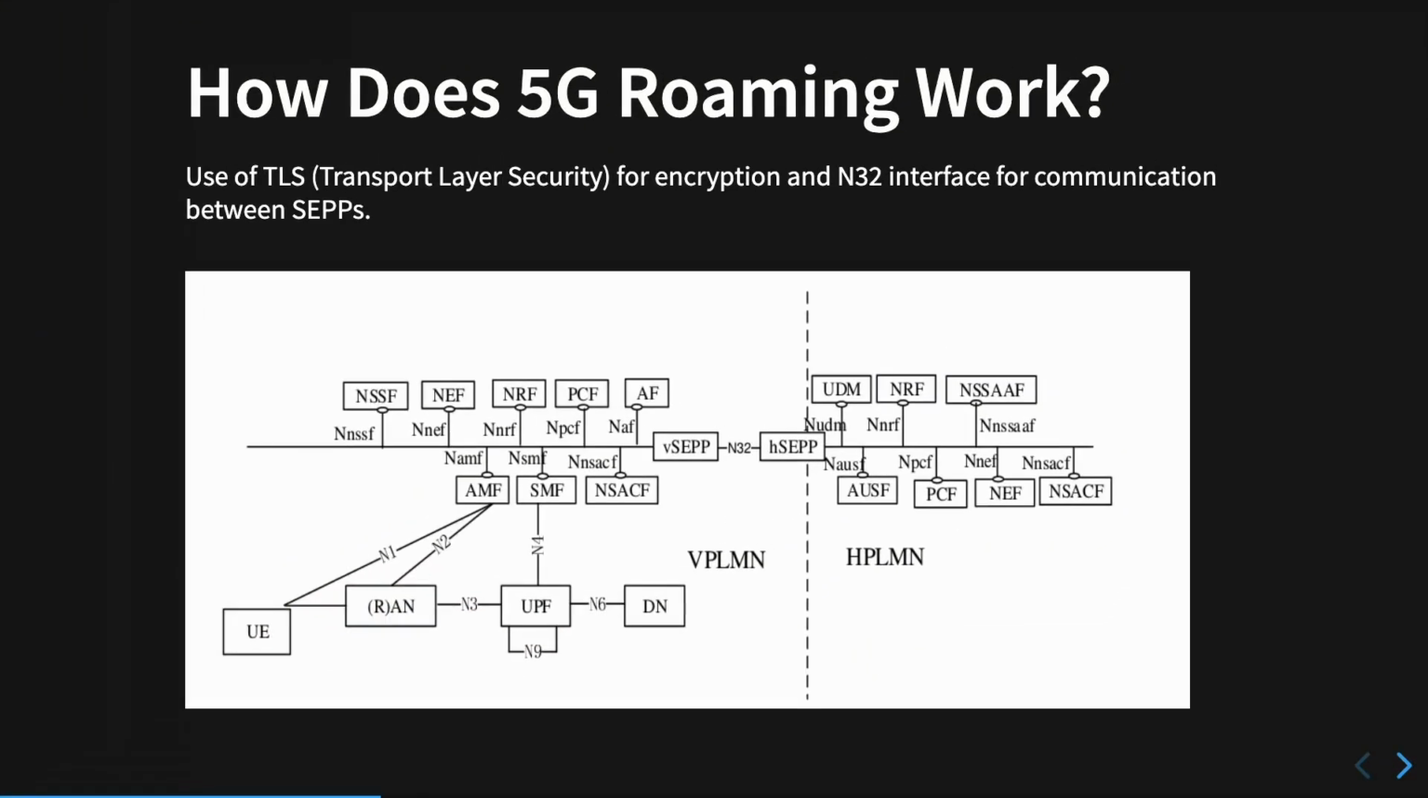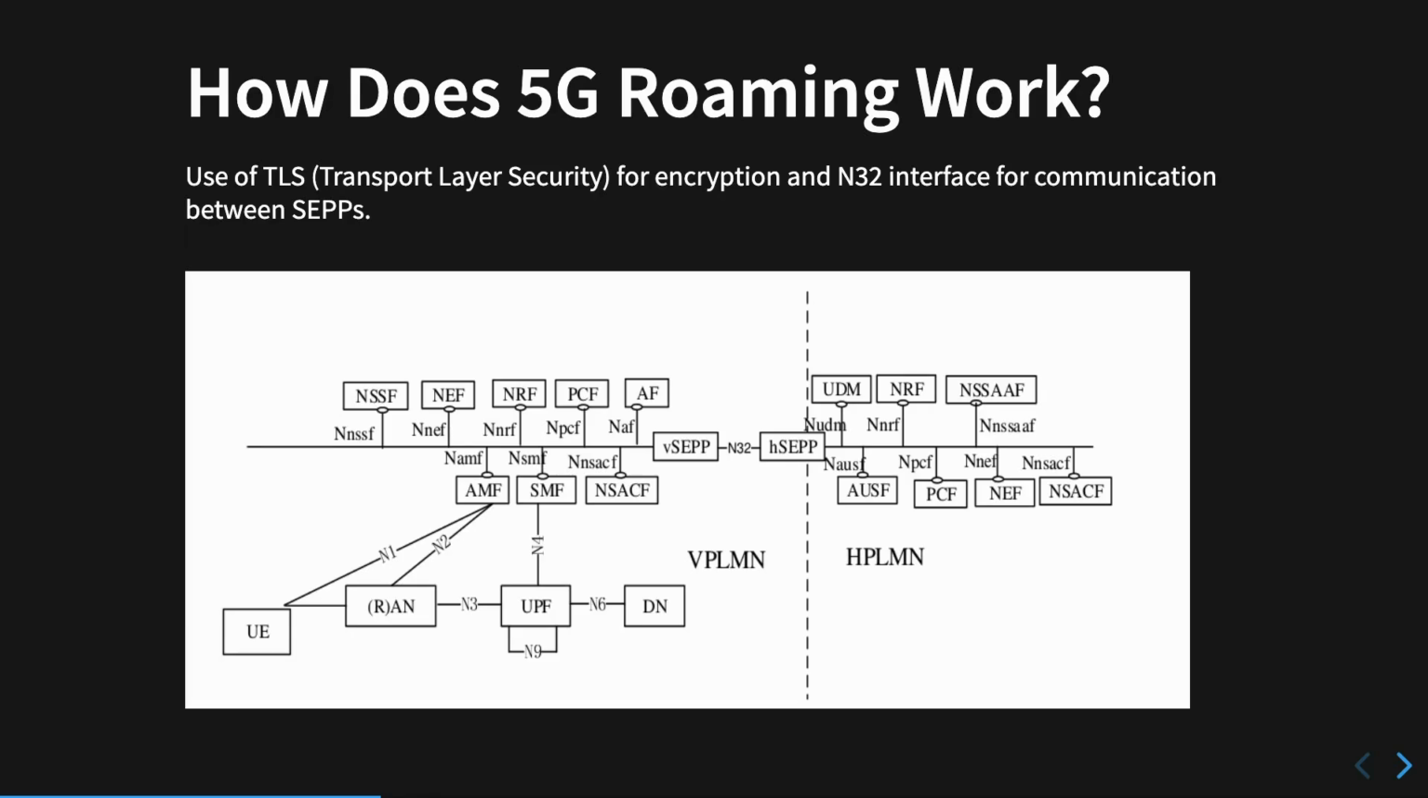NFs are deployed in the home and visited network as shown below. There are two SEPPs in between, connecting the home PLMN and VPLMN with the N32 interface, this one, between the SEPPs.